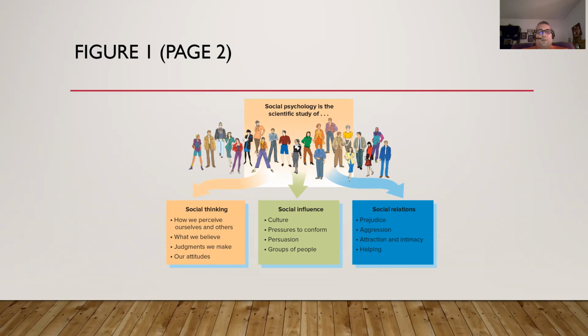There's culture, your pressures to conform. In fact, you'll learn a little bit how conformity isn't always negative. There's actually a positive side to conformity. Persuasion, how groups of people influence us, and then how we relate to these things. Sometimes we're prejudiced. We don't like smokers. We don't like people who wear red shirts, whatever. All of us are probably prejudiced towards some aspect of life. And then, of course, helping, attraction, and all that is also part of social psychology as a practice.